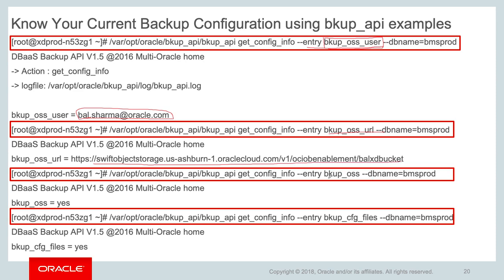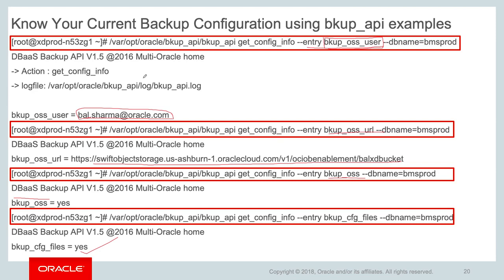Here I want to know what is the value of backup underscore OSS. Backup OSS tells you if you have a cloud backup set. It is set to yes, which means I have a cloud backup enabled. Backup configuration files equals yes. So the backup configuration file value is set here. It is showing that yes, we have this parameter set. So this is one example of how you will know different values of your current backup configuration.